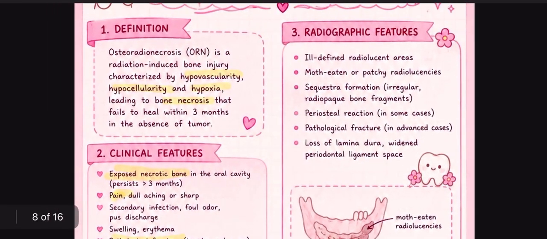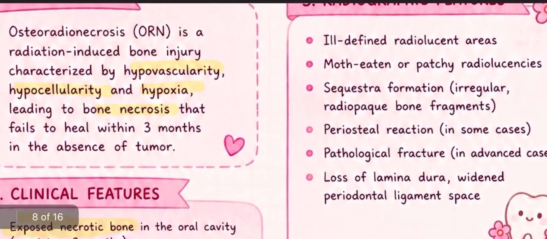Next comes radiological features. There will be ill-defined radiolucent area, and there will be moth-eaten appearance. Moth-eaten appearance is the characteristic feature of this osteoradionecrosis, and there will be sequestra formation. Sequestra are irregular radiopaque bone fragments. Then there will be periosteal reactions and pathological fractures.